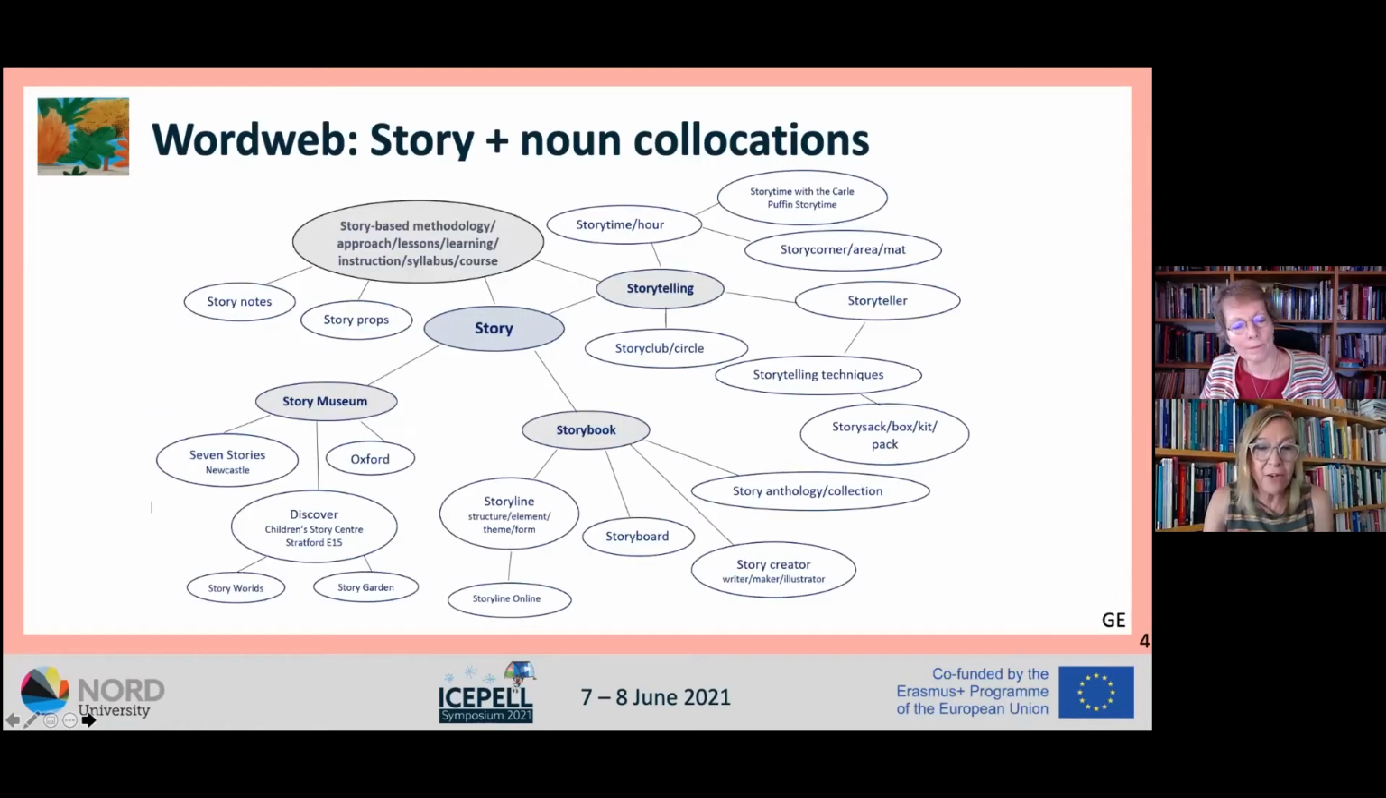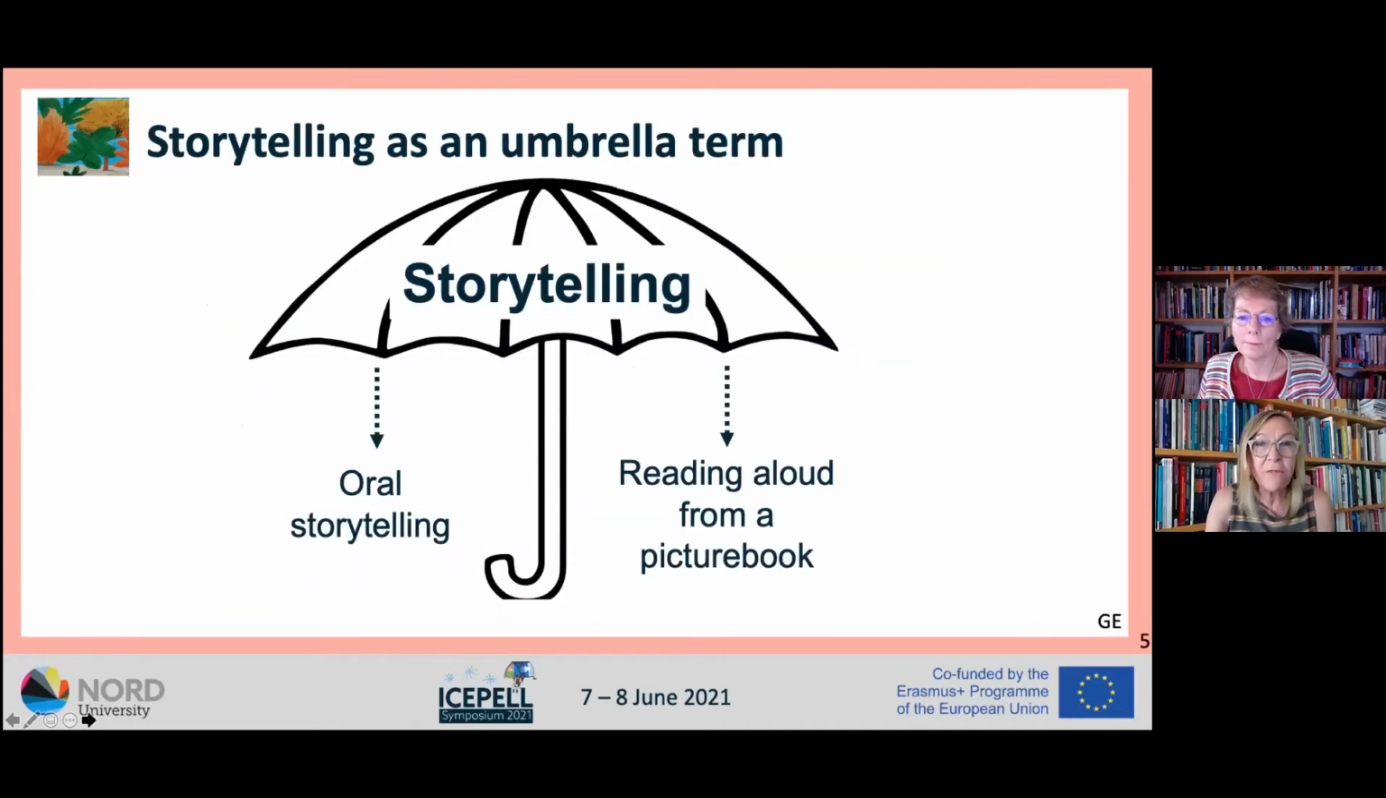So if we have a look at this word web, we can see that the term story exists in many configurations and highlights its multi-layered usages and meanings. Let's home in now on the term storytelling, which is often used as a generic term to refer to oral storytelling, which is telling stories without a book, or reading stories from a book, in our case, reading stories aloud from a picture book. And the verbs telling and reading are often used interchangeably.